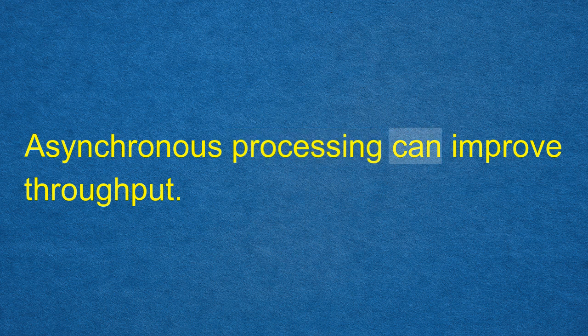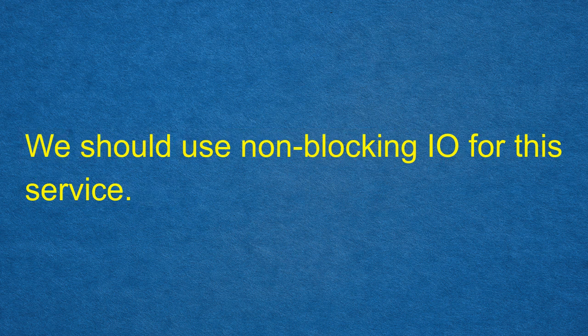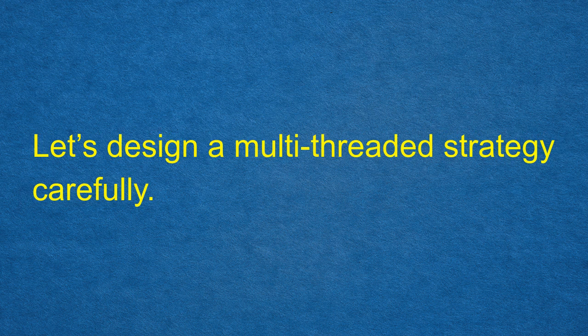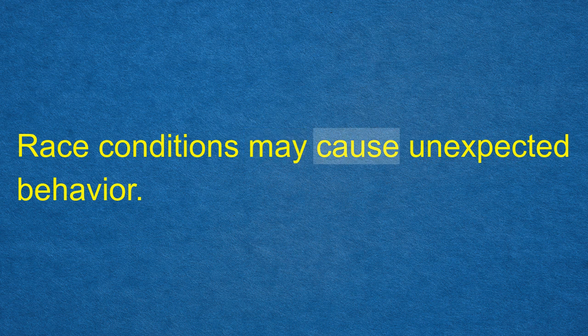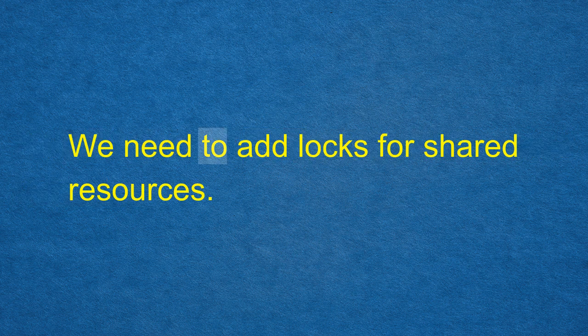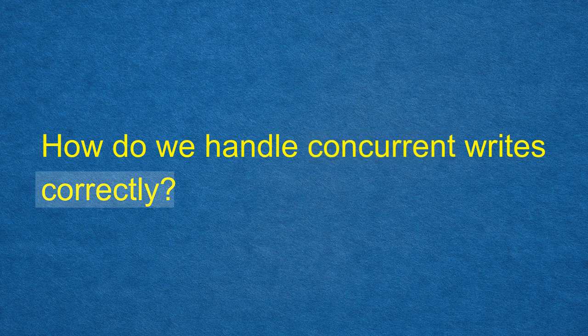Asynchronous processing can improve throughput. We should use non-blocking I/O for this service. Let's design a multi-threaded strategy carefully. Race conditions may cause unexpected behavior. We need to add locks for shared resources. How do we handle concurrent writes correctly?